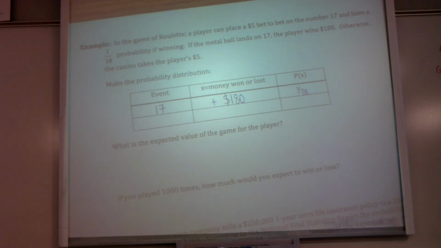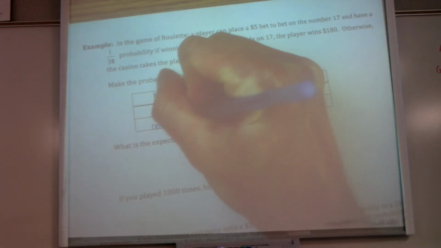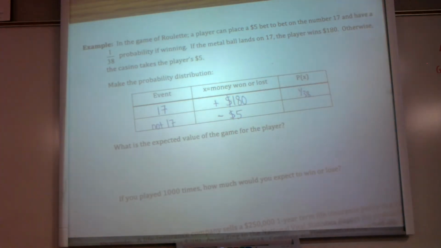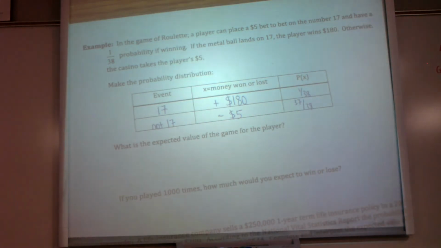Now, what's the other event? It's going to be that you don't get 17. In that case, you lose your $5 bet, and it's really likely that's going to happen. It's going to happen 37 out of 38 times. Now, what if your game plan is, I'm just going to play this a whole bunch of times? Are you going to end up out on top or end up on bottom? You're going to lose a lot, but you'll occasionally win. So how does it work out?